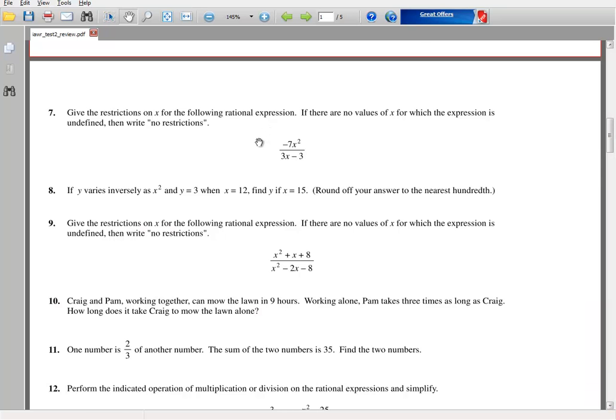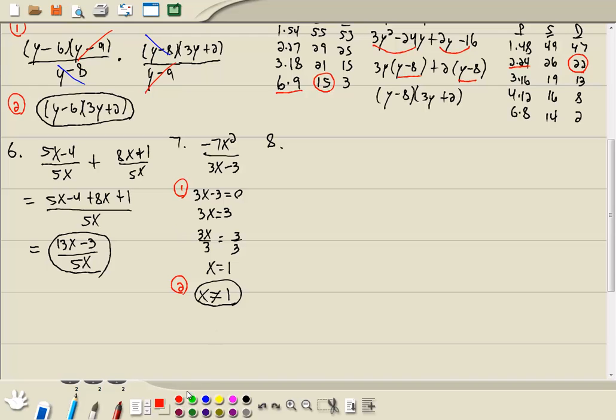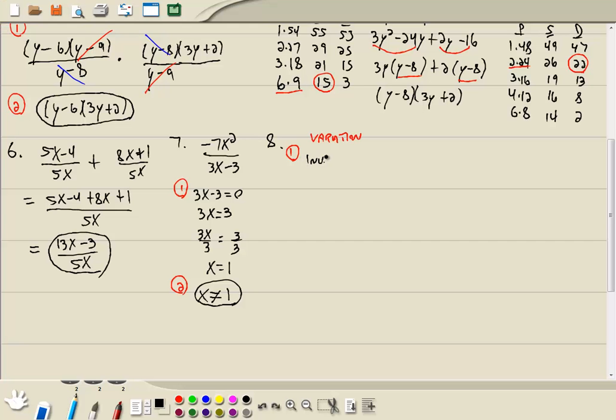Okay, number 8. This looks like a variation problem. Now what tells me that is I see it says varies inversely. Okay, so let's go through our steps for solving a variation problem. Our first step says to determine type. Well, it specifically says varies inversely, so it tells us inverse.